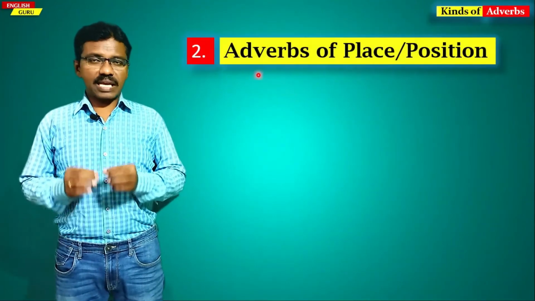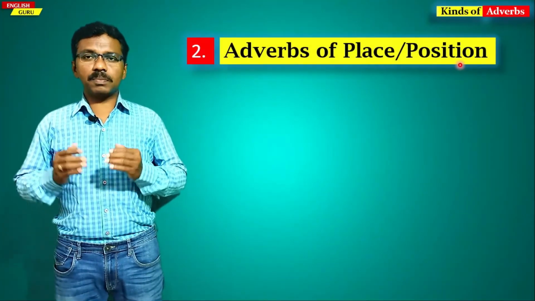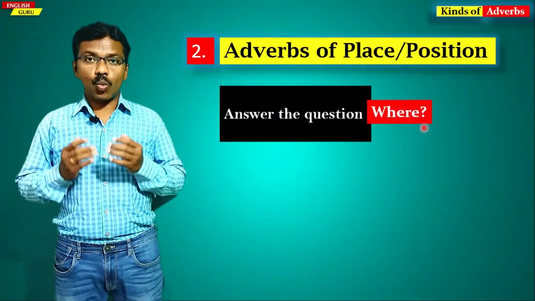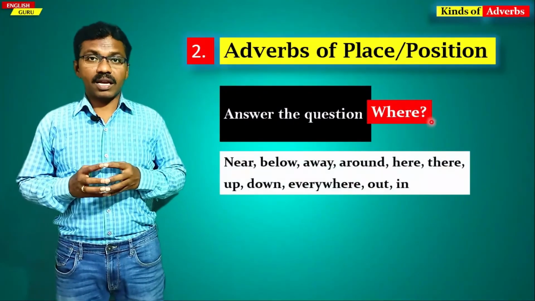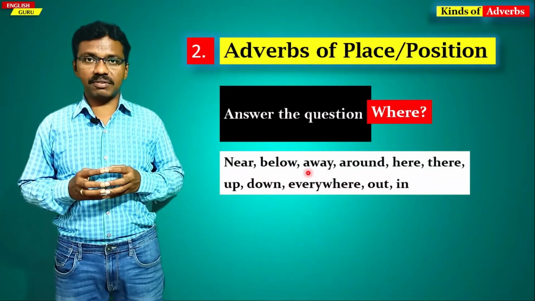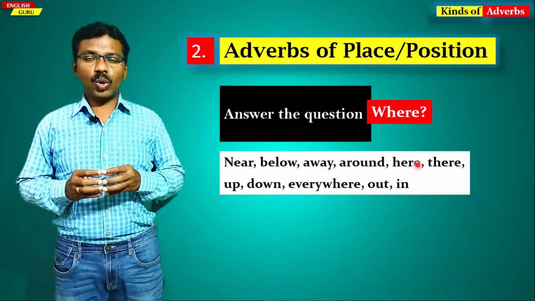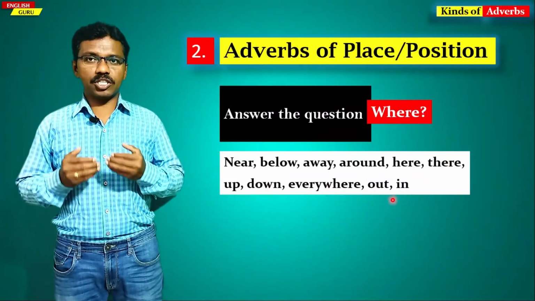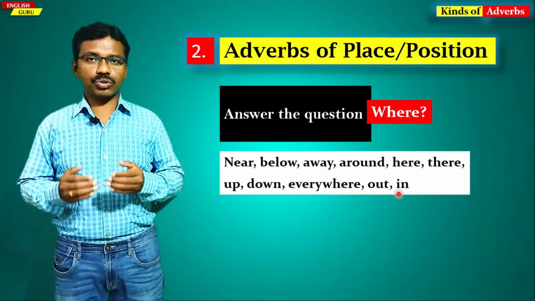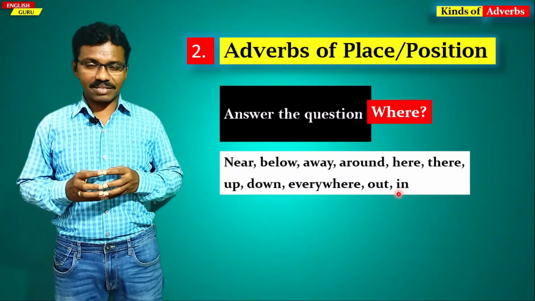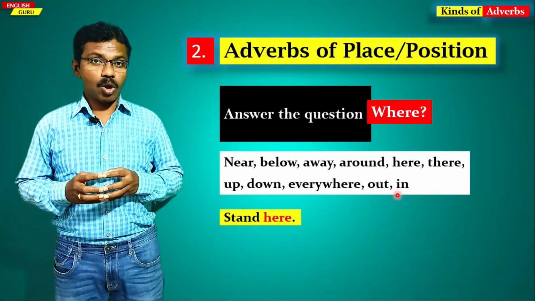The second one is adverbs of place and position. These adverbs answer the question where. And there are certain words which we use as adverbs of place or position: near, below, away, around, here, there, up, down, everywhere, out, in. So these are all the words which we use as adverbs of place or position.